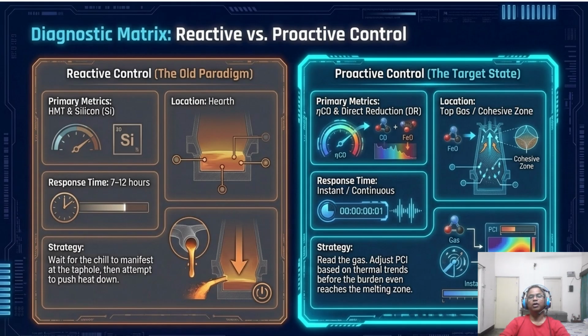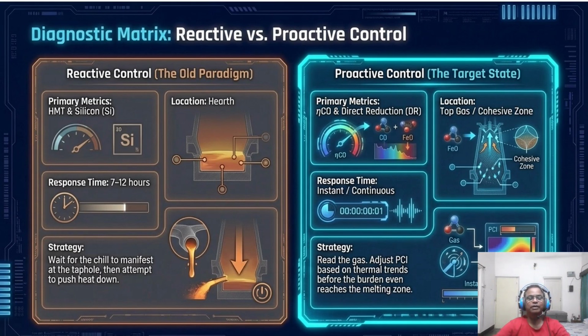Now look at the blue box on the right, proactive control. Our metrics are eta CO and directed action. We are not looking at the hearth, we are looking at the top gas and the cohesive zone. This gives us an instant, very fast read on the furnace's health, the thermal health. We adjust our PCI based on the gas trend before the burden even reaches the melting point. To make those adjustments effectively, we have to account for the physics of how material and gas move.